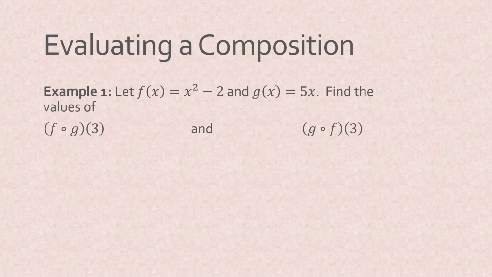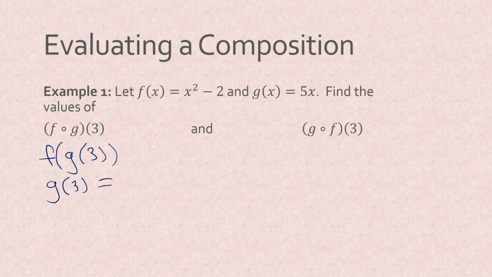So let's look at what it's like to evaluate a composition. Suppose f of x equals x squared minus 2 and g of x equals 5x. Let's find the value of the following two: f composed with g of 3 and g composed with f of 3. For f composed with g of 3, we just use the fact that that really means f of g of 3. Thus, we need to find what is g of 3.